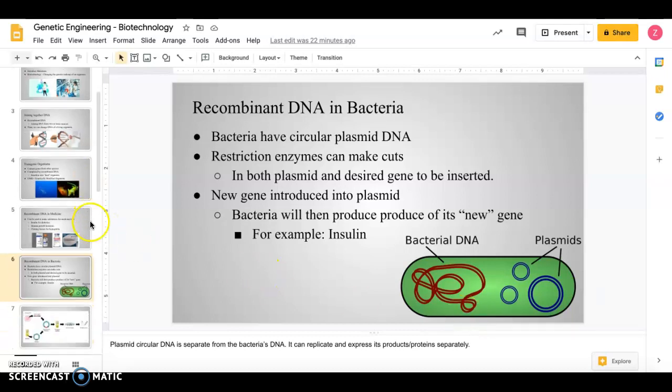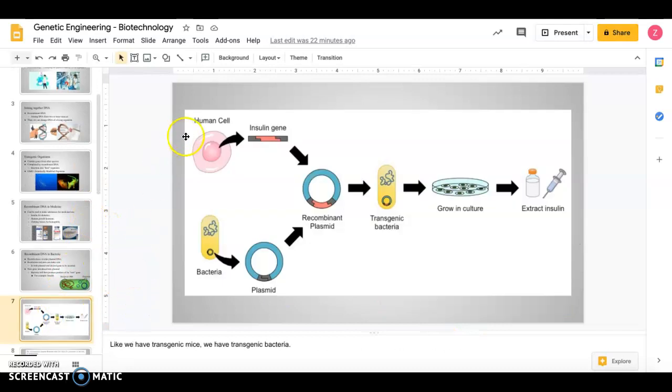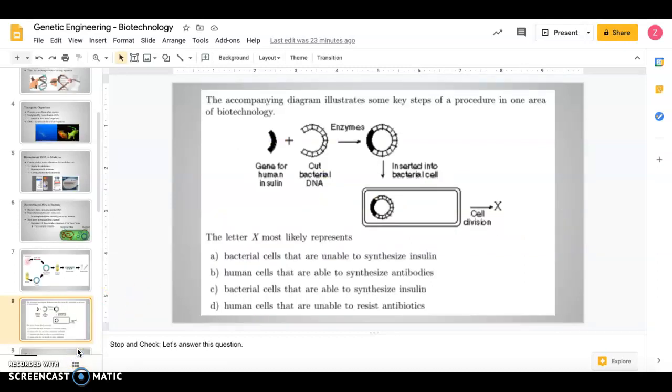So for example, insulin, as we're going to see here, right? So humans, in our DNA, we have an insulin gene. But for some people, it's deficient. So we take a healthy insulin gene and we take a plasmid from a bacteria and we combine them together to make a recombinant plasmid, recombinant DNA. And now, just like a transgenic mouse, we have transgenic bacteria. We grow these in a lab and we can extract insulin that can be used for diabetics, people with diabetes.